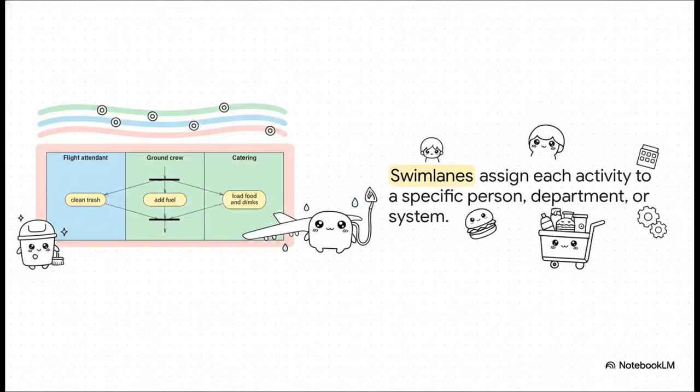We use something called swim lanes, and it's a great name because, just like in a swimming pool, they divide the whole diagram into these parallel lanes. Each lane belongs to a different person or department, or maybe even an automated system. Looking at this one, you can see instantly that the flight attendant handles the trash, the ground crew takes care of fuel, and catering loads the food. It's a brilliant visual way to assign responsibility.